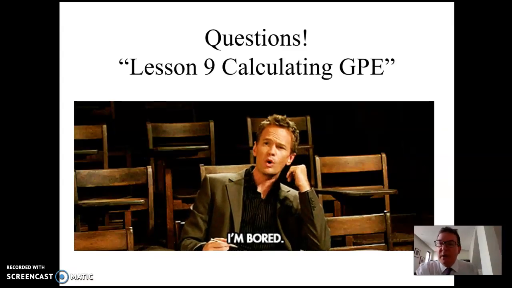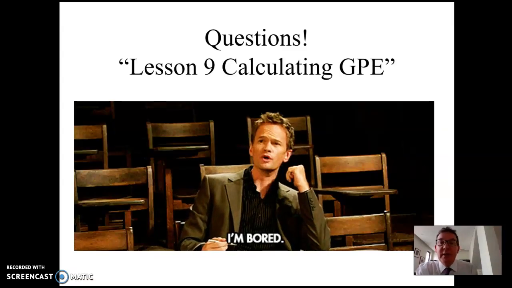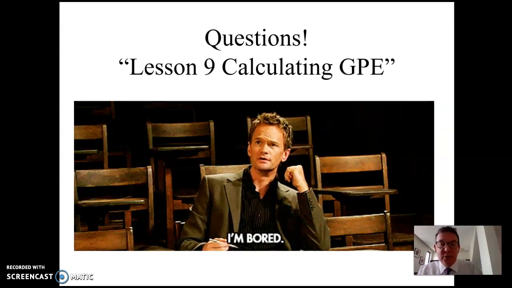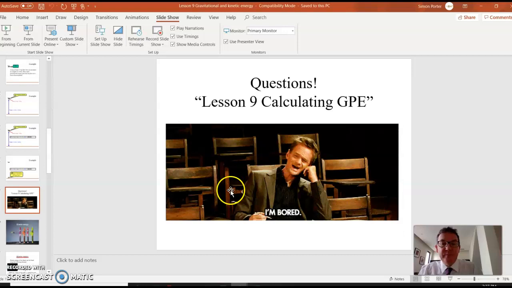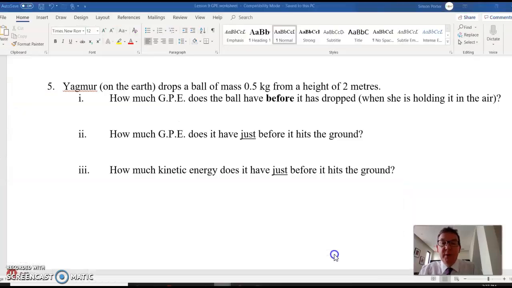Okay, so there is a question here. Lesson 9, calculating gravitational potential energy. I'm just going to talk about the very last question on the worksheet, which is this one here. Yagma on Earth drops a ball of mass 0.5 kilograms from a height of 2 meters. First of all, it says how much gravitational energy does the ball have before it is dropped. So I want you to calculate how much energy it has when Yagma is holding it in the air.